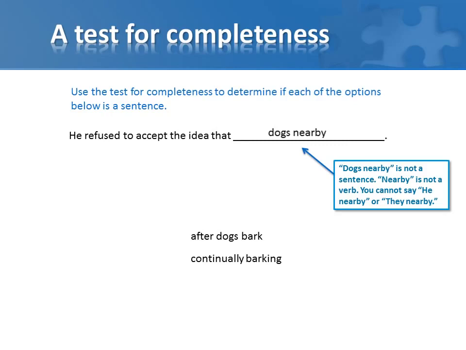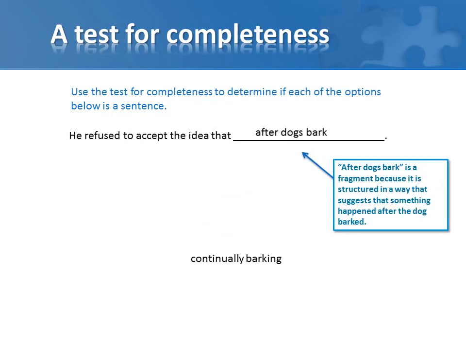Now we'll try after dogs bark. He refused to accept the idea that after dogs bark. This doesn't sound right, and it isn't a sentence because even though there is the verb bark and the subject dogs, the dependent word after makes the sentence sound as though there's more information coming, and there isn't. So this is actually a sentence fragment.